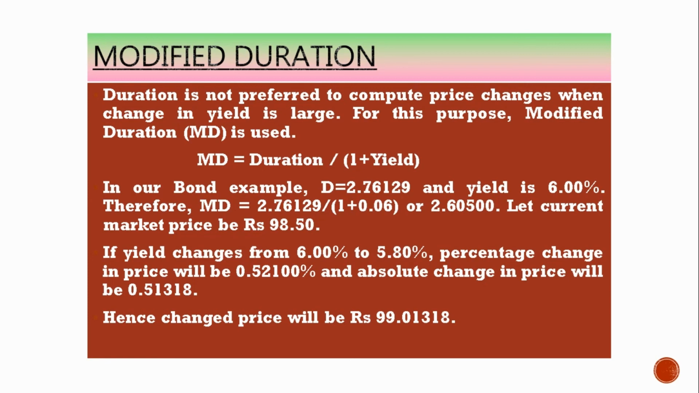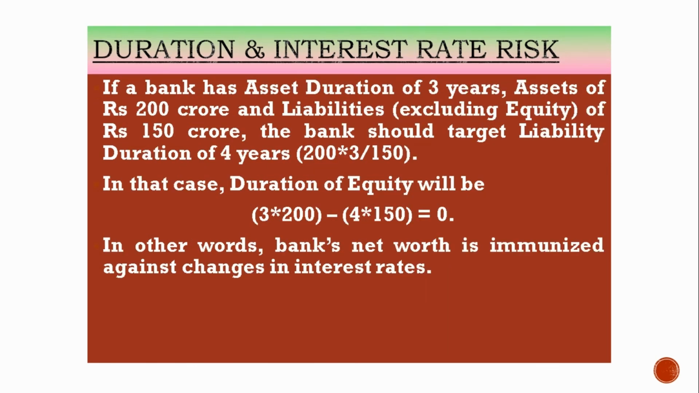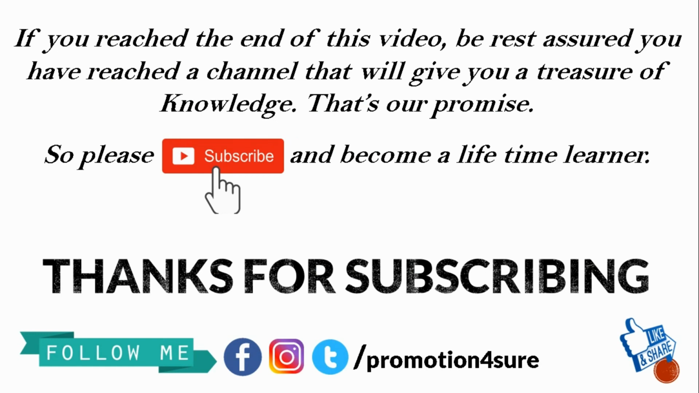Duration is not preferred to compute price changes when the change in yield is large. For this purpose, modified duration is used. Now the formula of modified duration is duration upon 1 plus yield. In our bond example, D is equal to 2.76 and yield is 6%. Therefore, MD is equal to this. So you can calculate. The duration gap is the difference between the duration of assets less the effective duration of liabilities. This is a numerical which you can just stop and pause and go through.